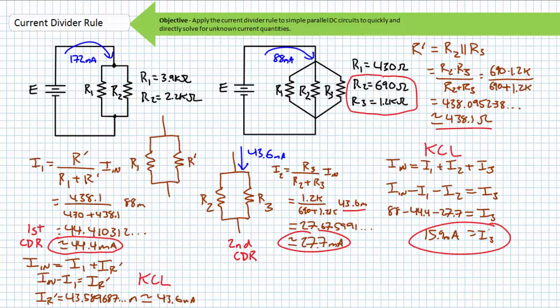In conclusion, this lecture presented the current divider rule and applied it to several simple parallel DC circuits. We found it quickly and directly solved for unknown current quantities without having to solve for intermediate voltage or resistance values. The time you save is valuable. The CDR is quick, it's direct, and it's effective. Remember to review the CDR technique as often as you need to really drive it home. Imagine how well lab will go if you know what you're doing.